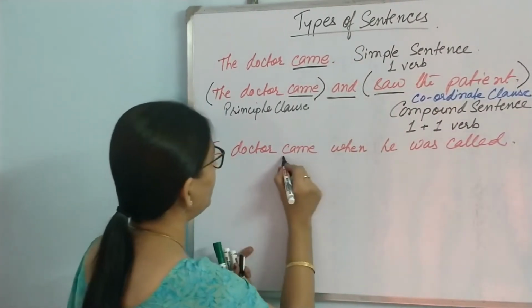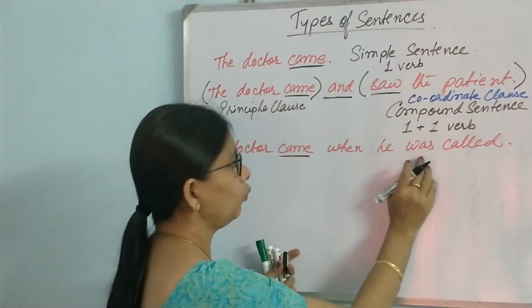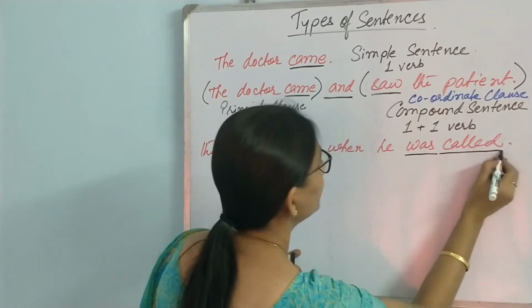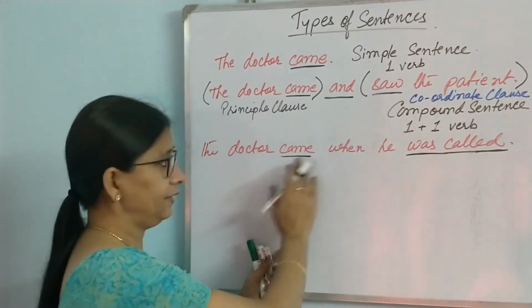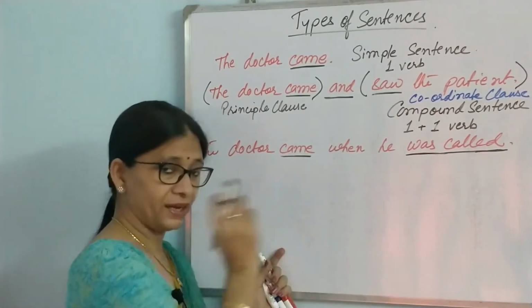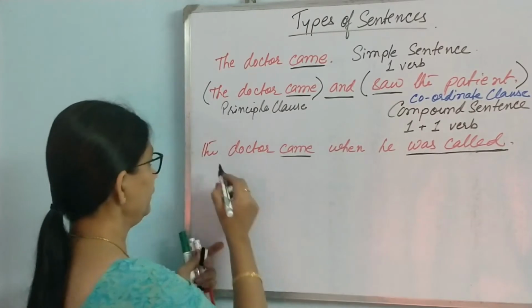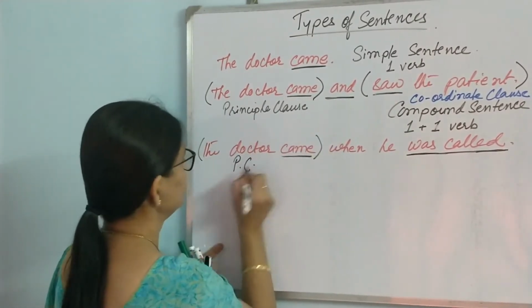The doctor came. Came is one verb. When he was called. Was called is another verb. So, clearly we can see there are two verbs. That means there will be two clauses. Now we have to find the clause. The doctor came. This is the principal clause.